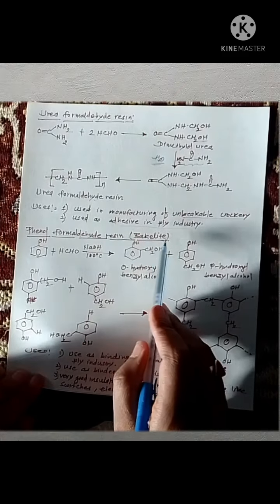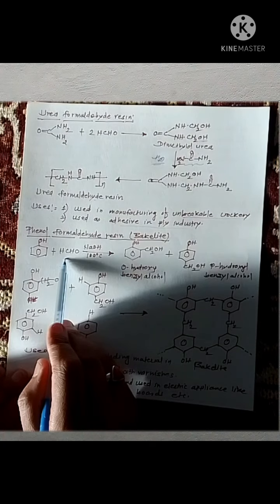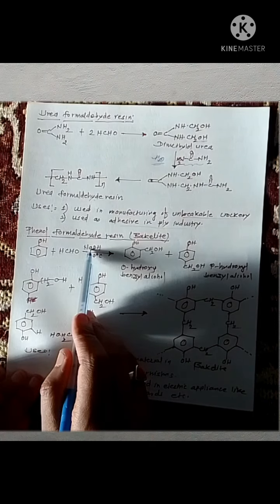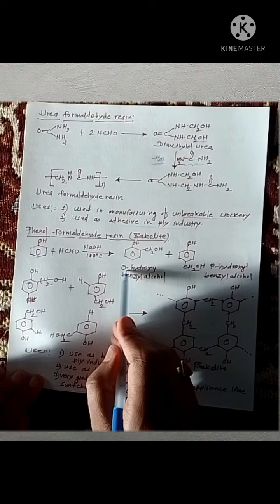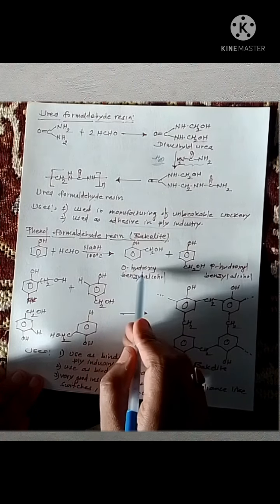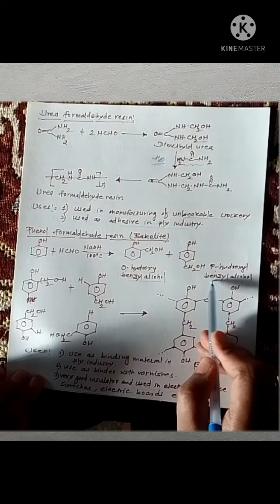Phenol formaldehyde resin, that is bakelite. First phenol is reacted with formaldehyde in the presence of a base at nearly 100 degrees centigrade. So we obtain two types of molecules. One is ortho hydroxybenzyl alcohol and the second one is para hydroxybenzyl alcohol.